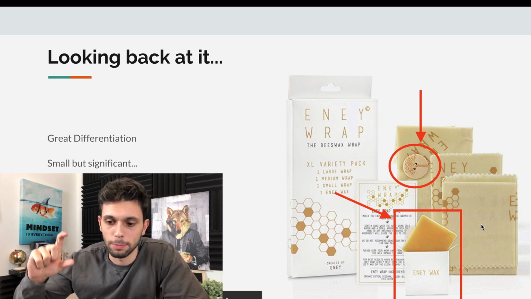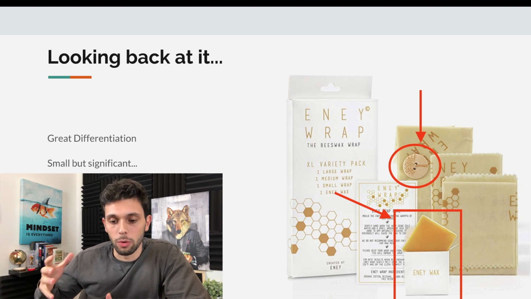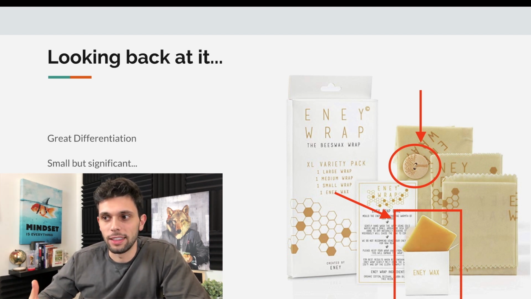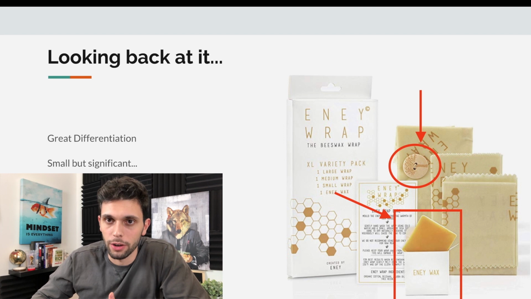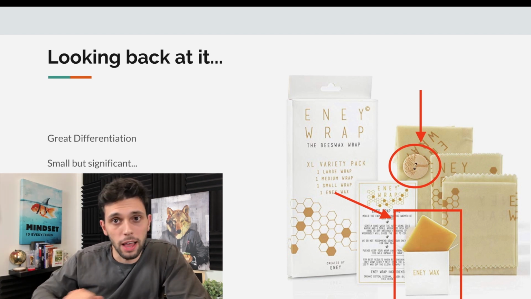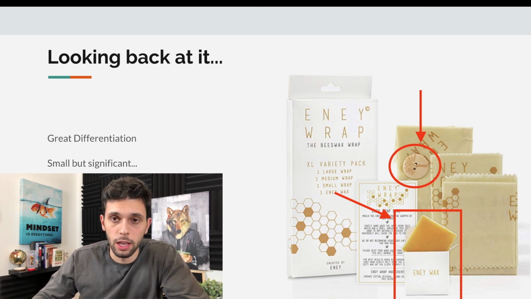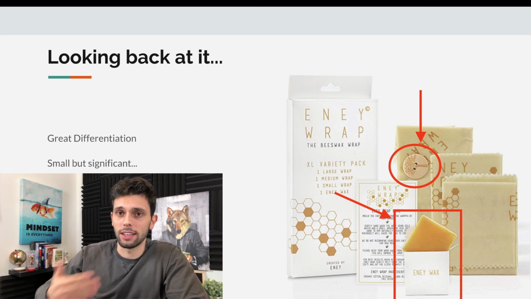piece. It looks like soap, but it's basically a wax bar that you can wax up the wrap, so that it lets you use it for longer. So if it does clump up and wash away, you can just reapply and have a much longer lasting wrap. So in hindsight, looking back at it, this is not something that I saw.